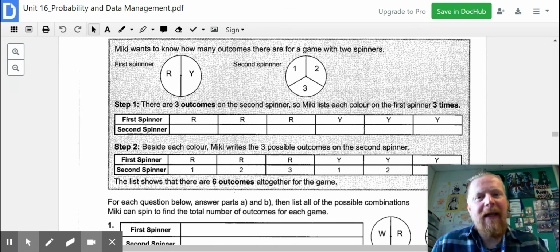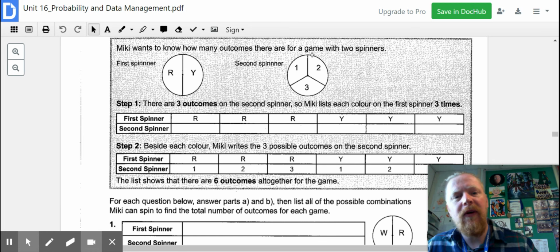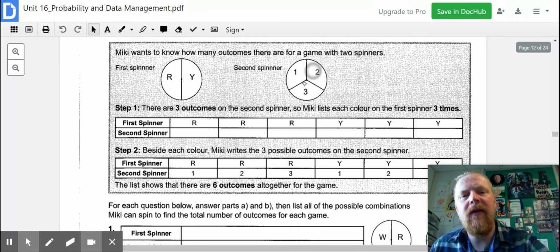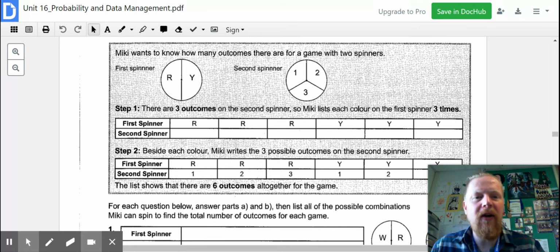Mickey wants to know how many outcomes there are for two games, or a game with two different spinners. He's got spinner 1, R and Y, spinner 2, 1, 2, and 3. So there are 3 outcomes on the second spinner, 1, 2, and 3. So Mickey lists each color on the first spinner 3 times. Beside each color, Mickey writes the 3 possible outcomes on the second spinner.